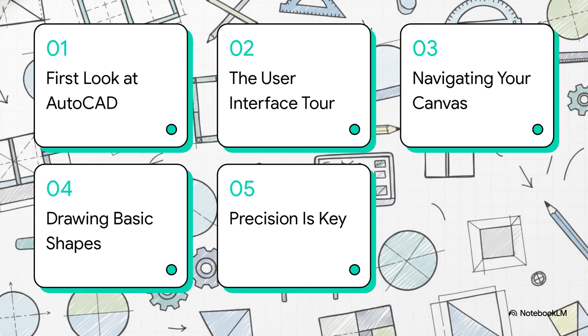Okay, so here's our game plan. We'll start with the very first thing you see when you open the software. Then, we'll take a quick tour of the main workspace. After that, we'll learn how to move around your canvas, draw a few basic shapes, and finally, this is the important part, we'll get into the secret of precision that makes AutoCAD such an incredible tool.